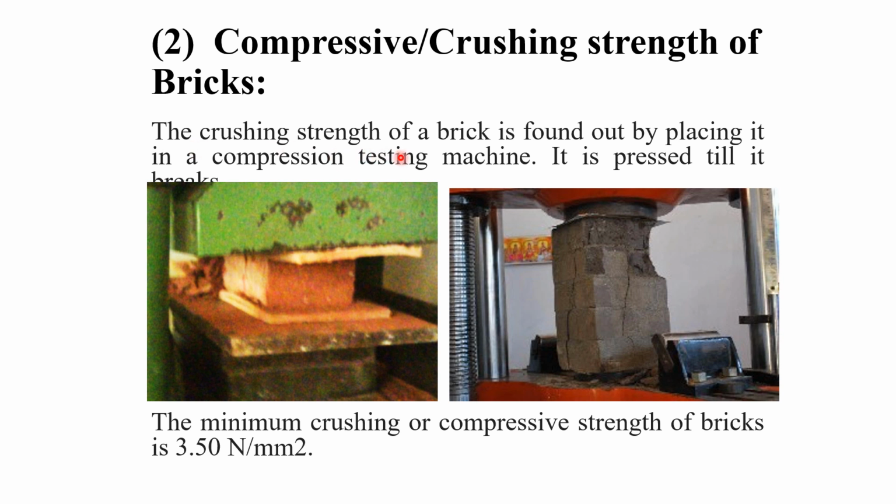The crushing strength of a brick is found out by placing it in a compression testing machine. It is pressed till it breaks. The minimum crushing or compressive strength of brick is 3.5 Newton per millimeter square, or you can say 3.5 megapascal, for brick and for masonry. This is for brick.